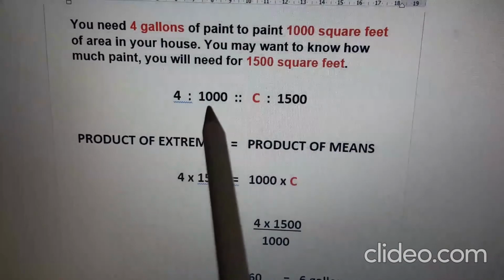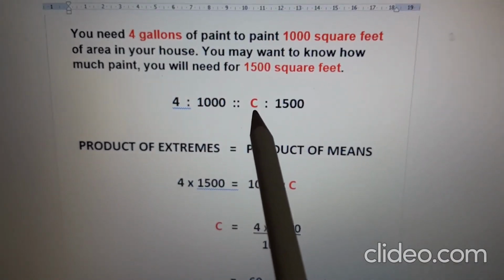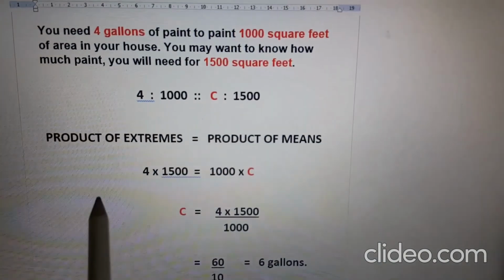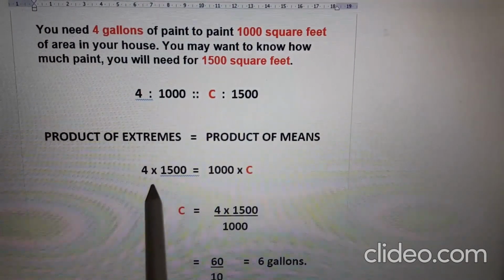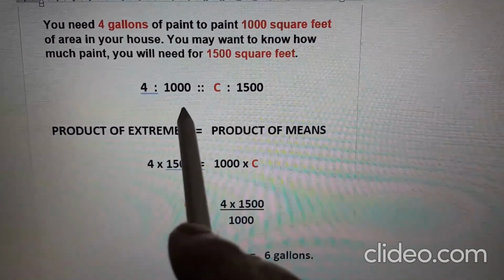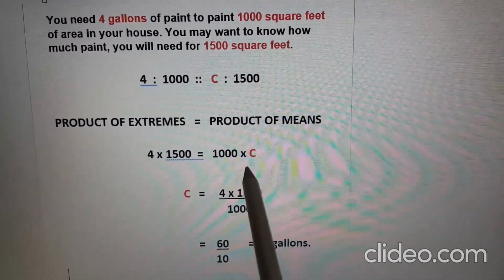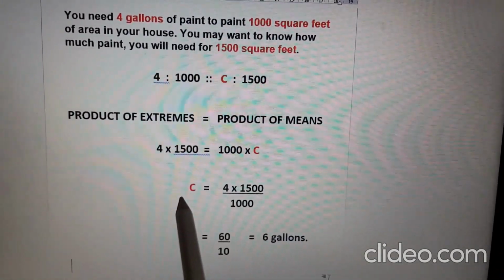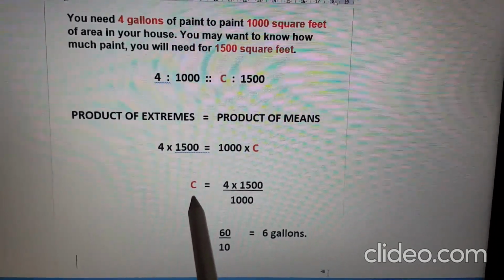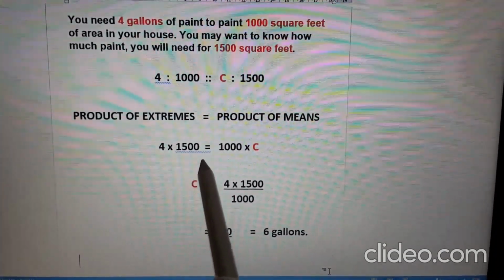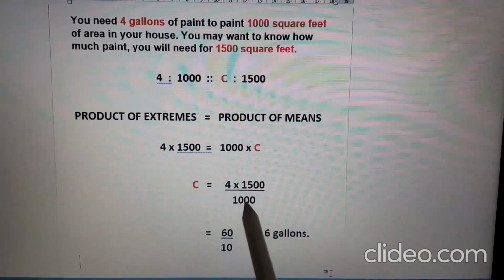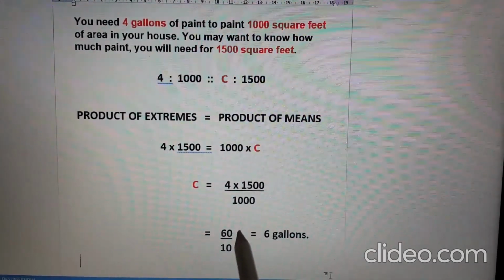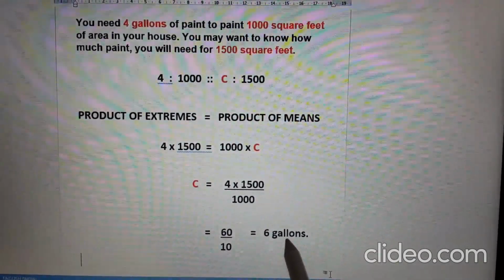Now 4 is to 1000, and this missing term we have written as C is to 1500. The product of extremes is 4 into 1500 and the product of means is 1000 into C. C is the missing term that you have to find out. Now C is the missing number, you will write here as it is. Product of extremes divided by the given term. Given term is 1000. So when you cancel it, you will get 60 upon 10 equal to 6 gallons.